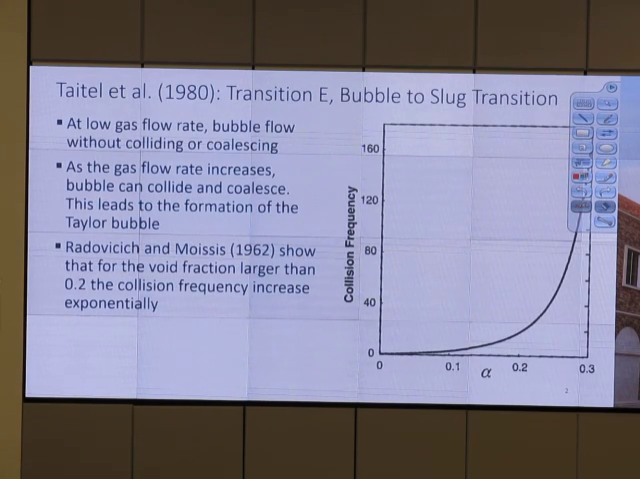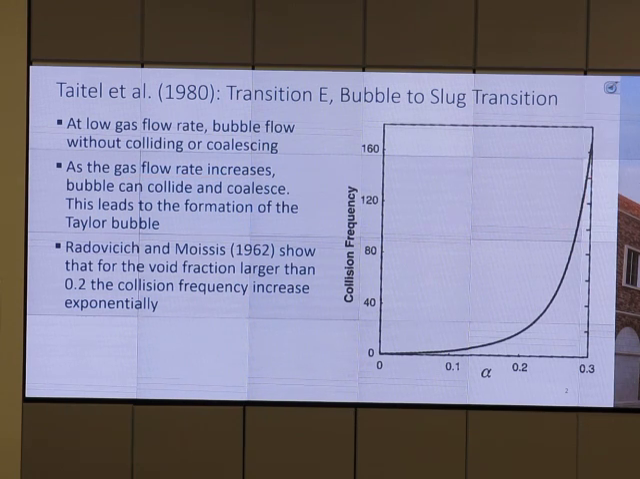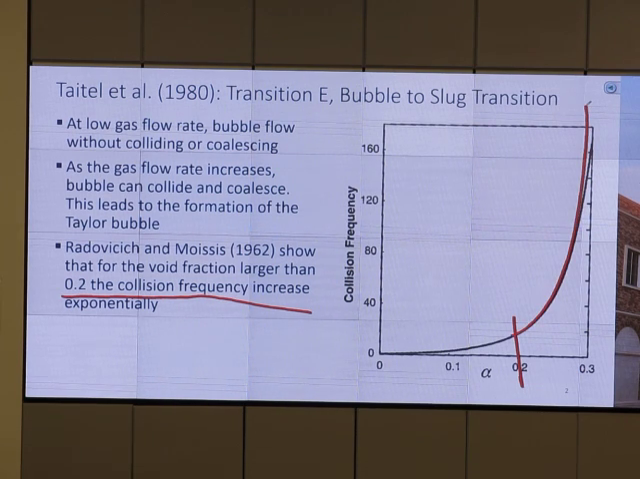Right, from Taitel, Bornea and Dukler, 1980: at low gas flow rate, bubbles won't collide with each other. When the gas flow rate increases, bubbles can collide with each other and coalesce, becoming bigger. We have some results showing that if the void fraction is greater than 0.2, the collision frequency increases exponentially, very high, very quickly. So alpha is void fraction. If it's too much, bubbles collide a lot.